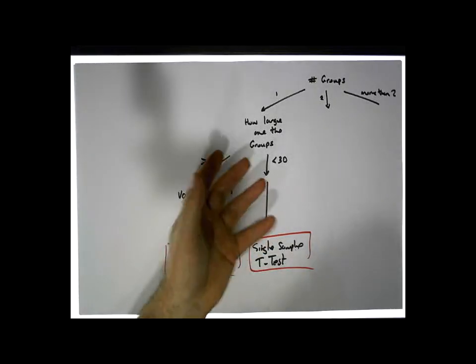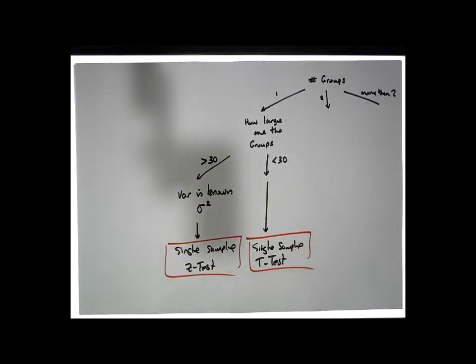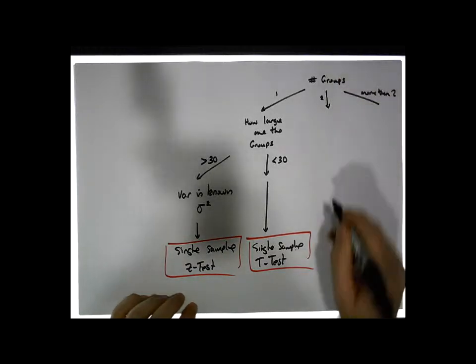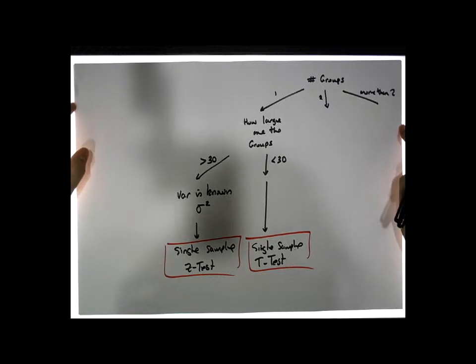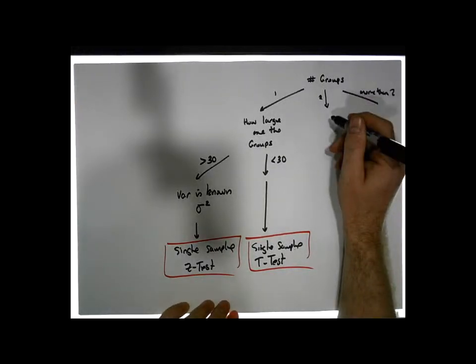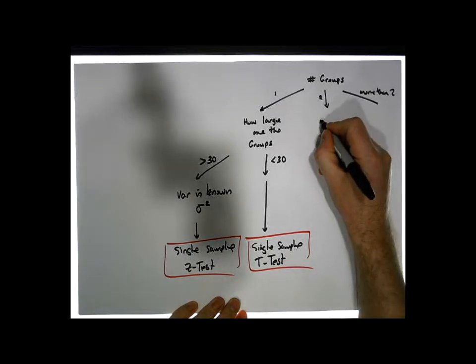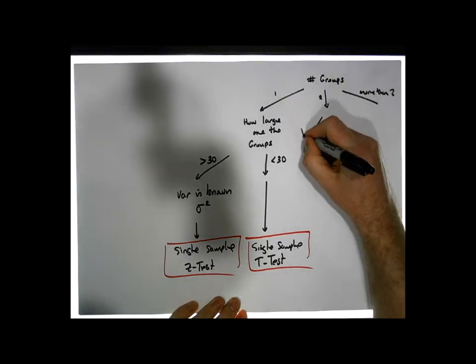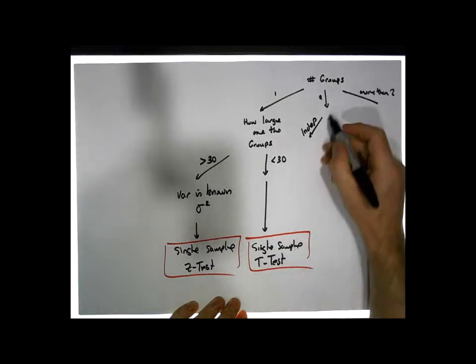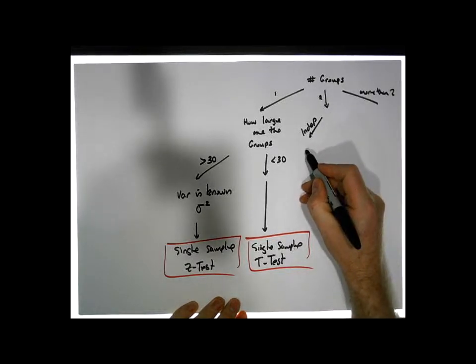So it might be males compared to females. It might be a pre-test and a post-test. But the thing about the two group scenario is we have to ask ourselves, I suppose, are the two groups independent of each other or not? If the two groups are independent of each other, we're going to come down this particular avenue here.